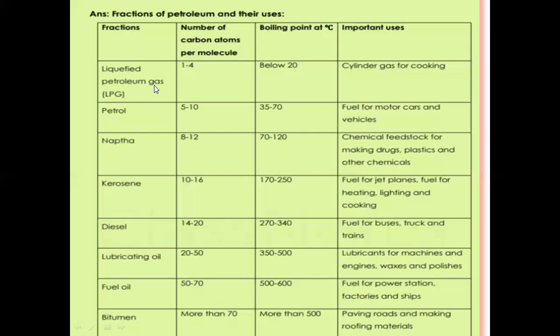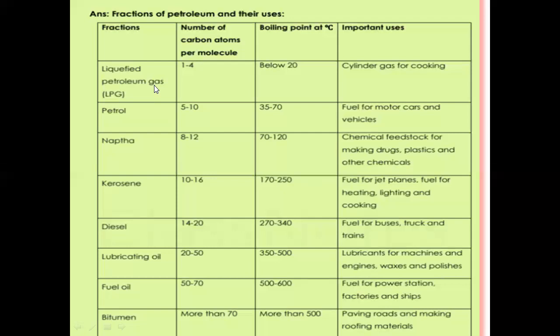Then diesel contains 14 to 20 carbon atoms, and their boiling point is 270 to 340 degrees centigrade, and we mostly use diesel for buses, trucks, and trains. Lubricating oils lubricate our machines and prevent them from corrosion. Lubricating oil contains 20 to 50 carbon atoms, and the boiling point is 350 to 500 degrees centigrade. So lubricants for machines and engines, waxes, and polishes are all made up of lubricating oil.